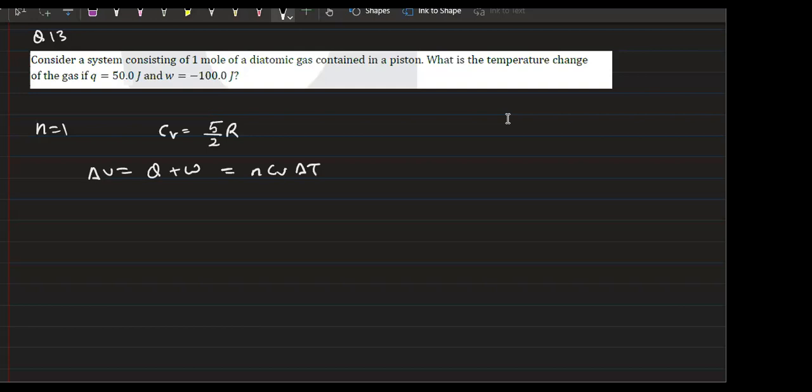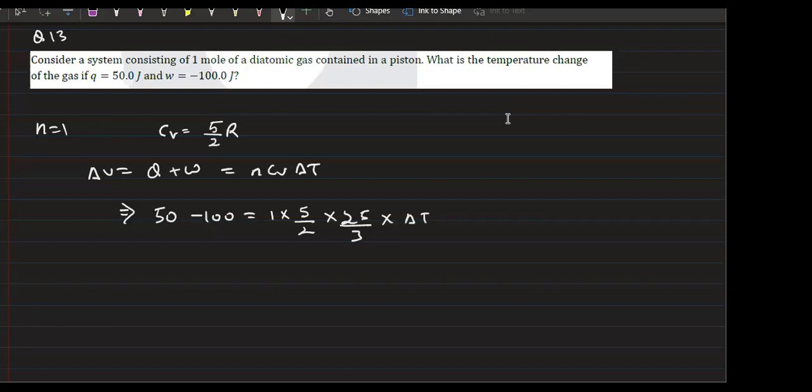Now यहाँ पे ये क्या है? Q कितना दिया हुआ है? Q is 50 joule and W is minus 100 joule. This is equal to n कितना है? 1 into Cv कितना है? Cv is 5/2 into R का वैल्यू कितना होता है? 25/3. R is 25/3 जूल में, 8.314, so 25/3. ठीक है? So this is 25/3 into delta T.